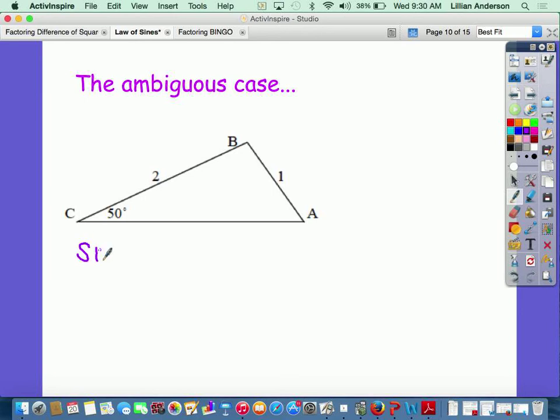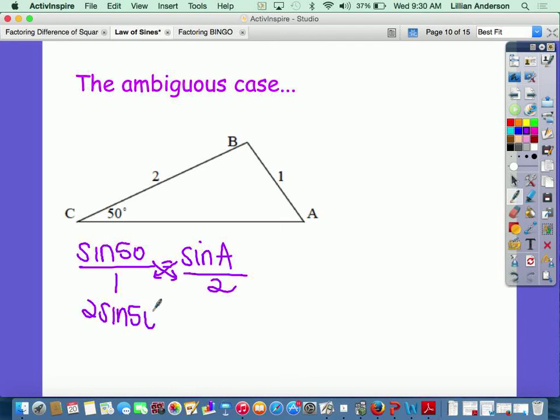It's going to be the sine of 50 over 1 equals sine of big A over 2. Now, whenever I'm looking for an angle, I know I'm going to have to use the inverse of sine at the end. So I cross multiply. 2 sine 50 equals basically sine A, because 1 times anything is just whatever that is. So sine A. How do I find A? Take the inverse.